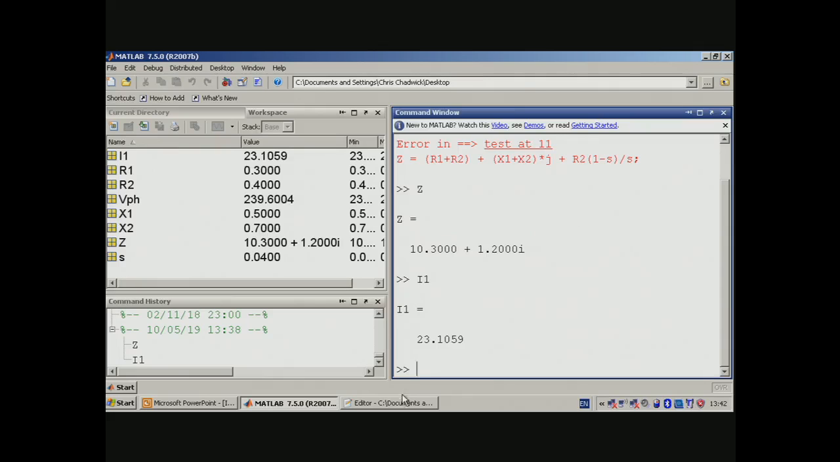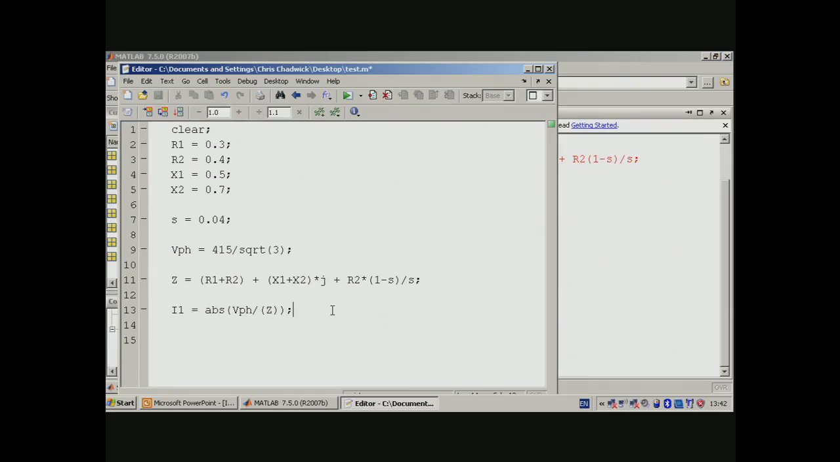So we can also find torque, or we'll find PEM. That will be 3 times I1 squared times R2 times (1 minus S) divided by S.